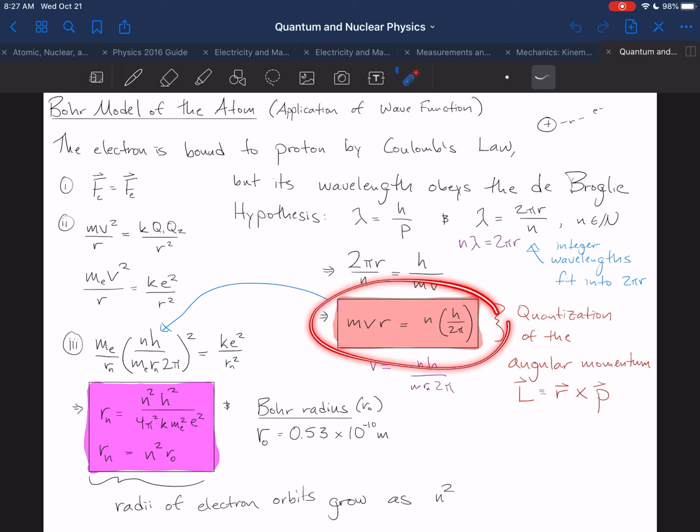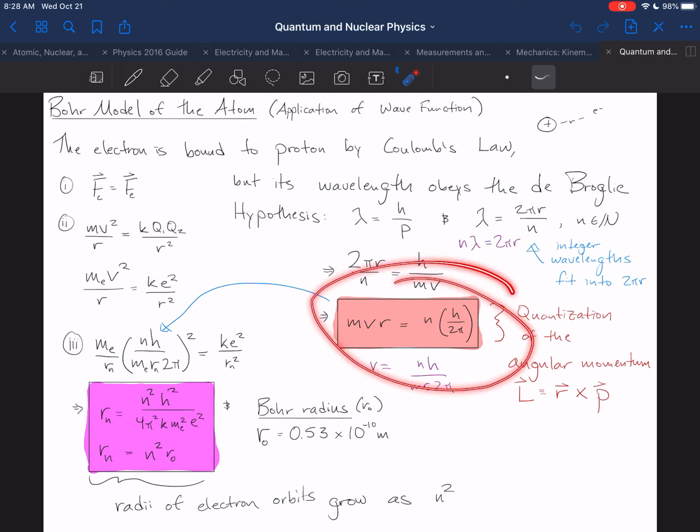You should know where this equation comes from, and you should be able to apply it in particular circumstances. The IB will ask you questions that directly apply this particular relationship, and you should be comfortable identifying it as the quantization of the angular momentum.